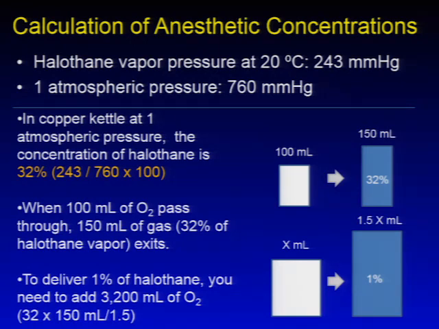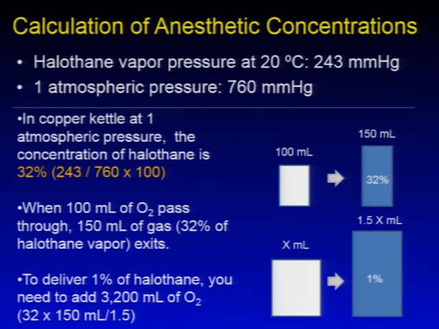Why? Because you can calculate it this way: 243, which is the vapor pressure of halothane, divided by 760, which is 1 atmospheric pressure. So that's the calculation of the halothane vapor concentration inside the copper kettle vaporizer.